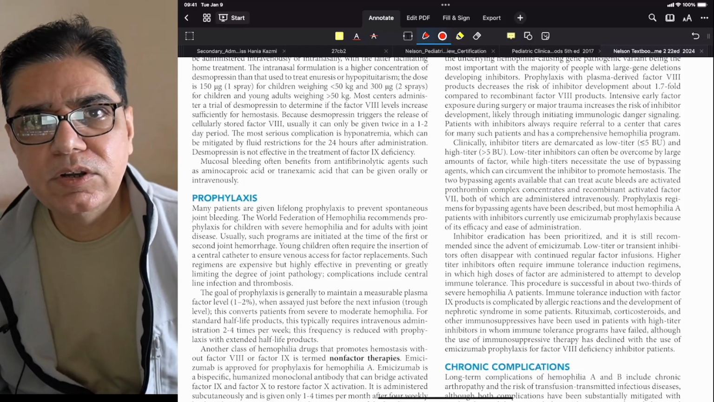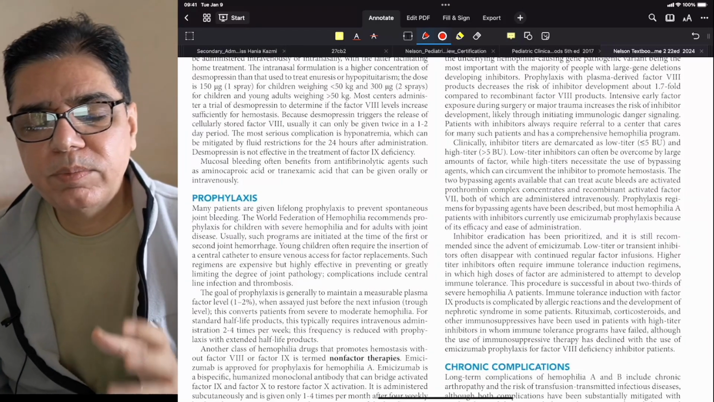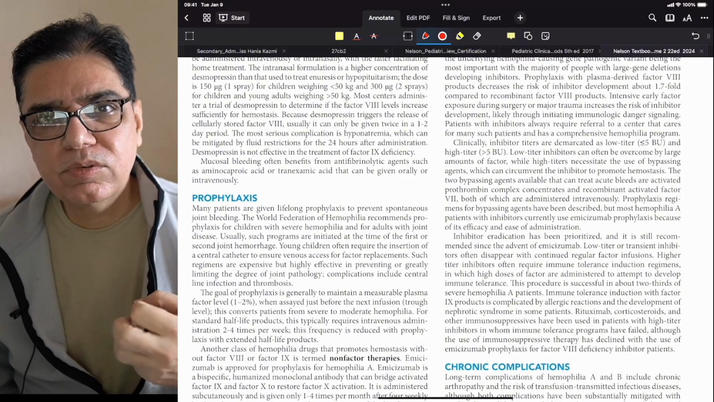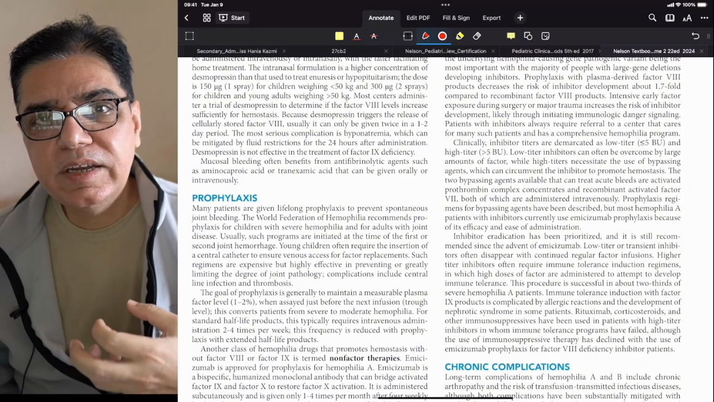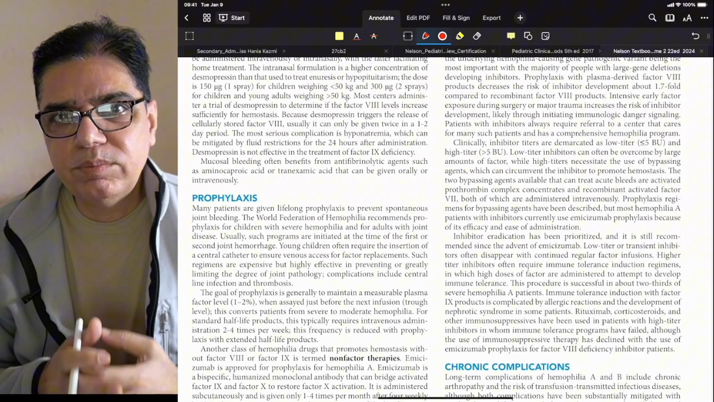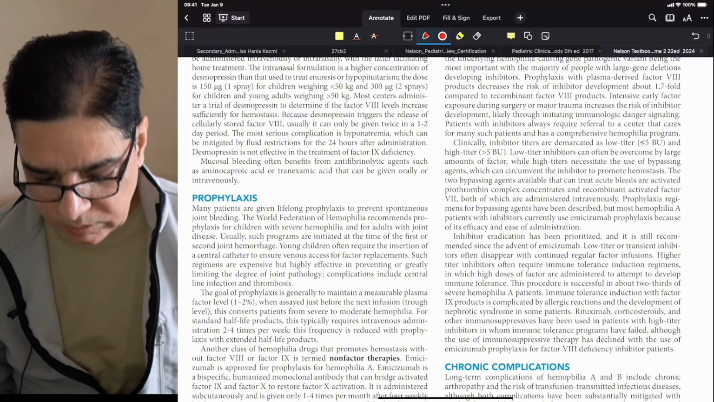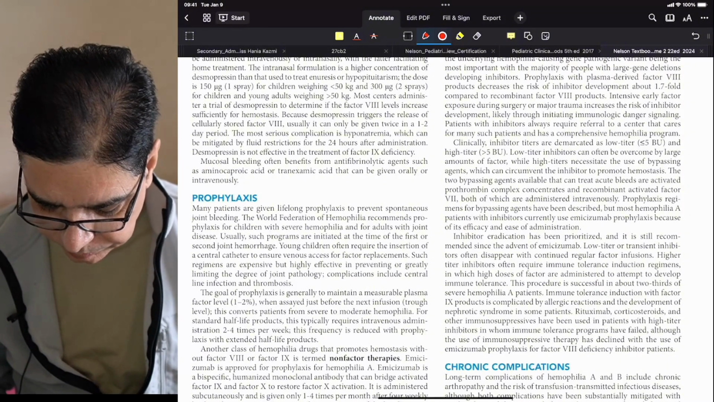pathways are slightly different. The other thing is that desmopressin also helps to cause an increase in the endogenous release of factor 8. So whatever stores are there, it would help the body to release that factor 8, and that can also help in controlling the mucosal bleeding.